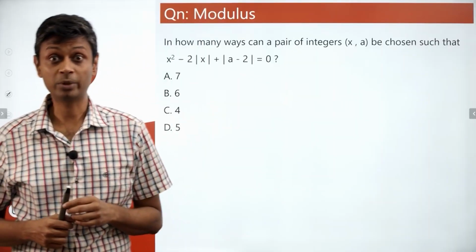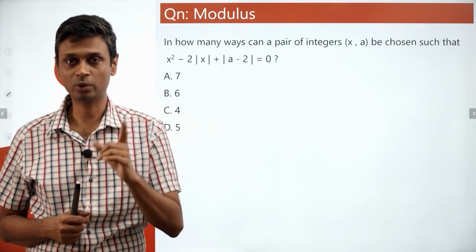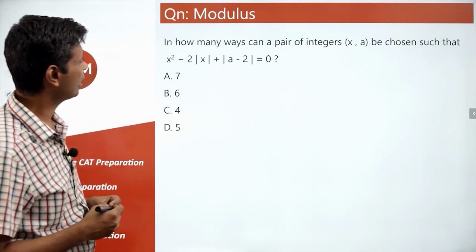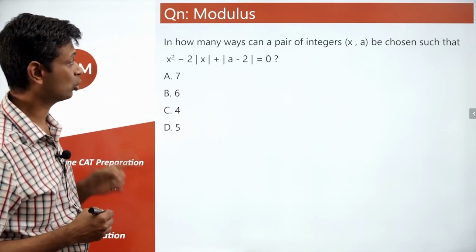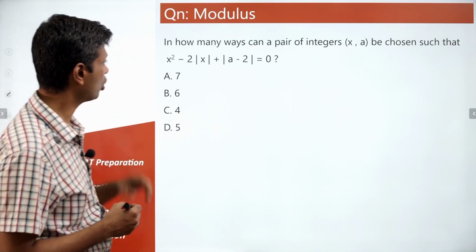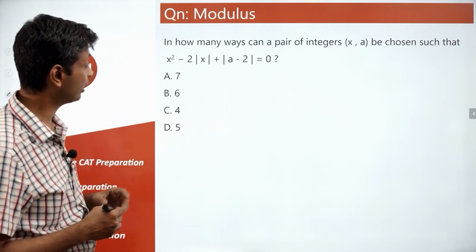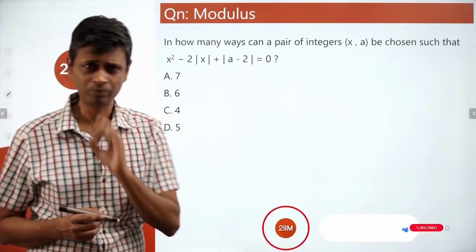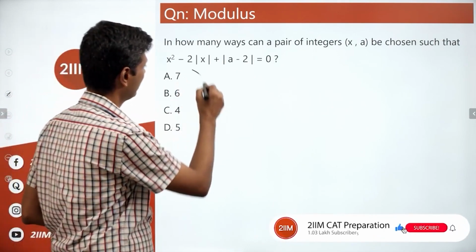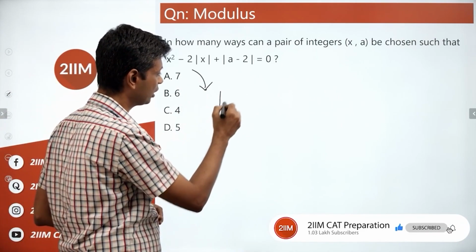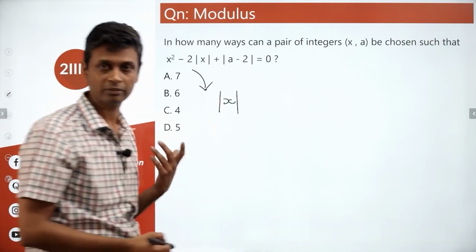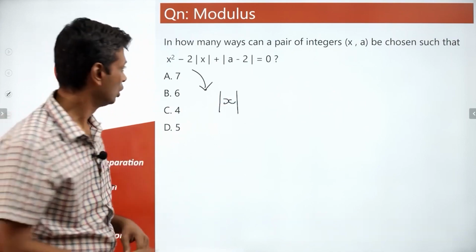This is a lovely question. Wonderfully challenging question. Let's look at this one. In how many ways can a pair of integers x comma a be chosen such that x square minus 2 mod x plus modulus of a minus 2 is equal to 0? Lovely question, because this can be framed as an equation in mod x. And so the wonderful idea. And so now think about this.